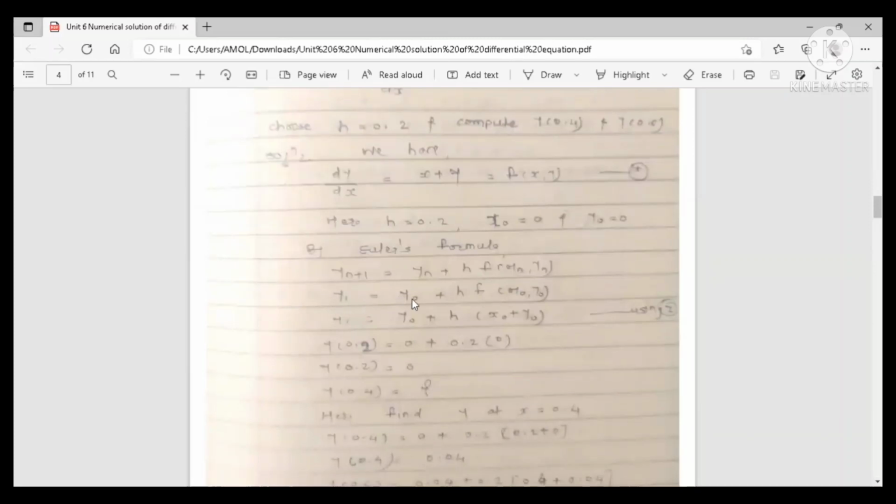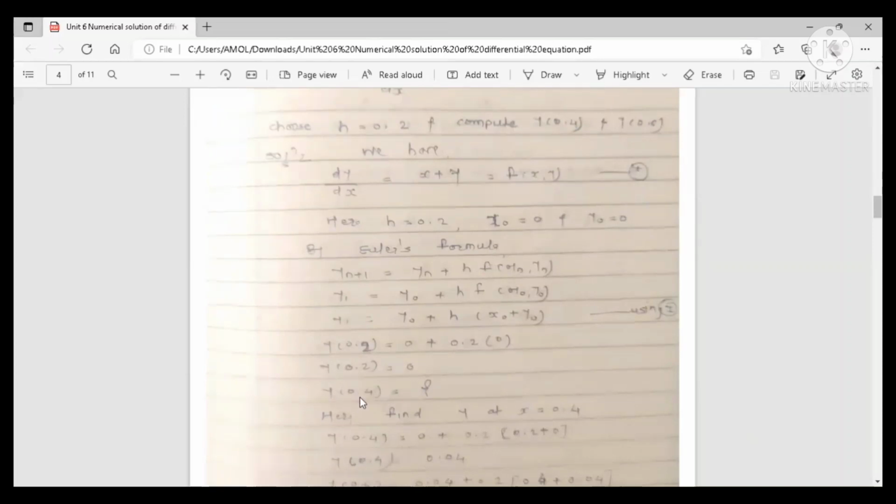Your formula is y1 is equal to y naught plus h into f of x naught y naught. Your x naught y naught both are zeros. Put y naught 0, h is 0.2. F of x naught y naught. What is your f of x y? X plus y. So f of x naught y naught is x naught plus y naught. Both are zeros. So 0 plus 0, 0. So your answer y of 0.2 is 0. Okay. So when x is 0.2, your y is also 0.